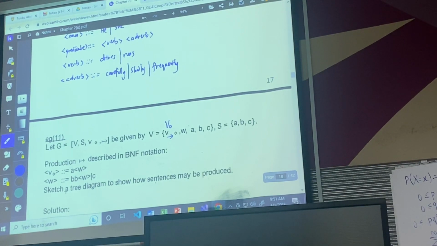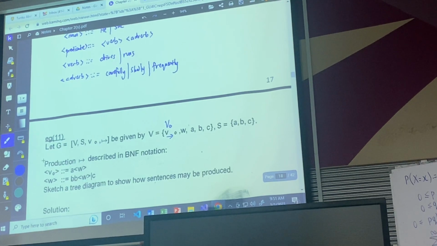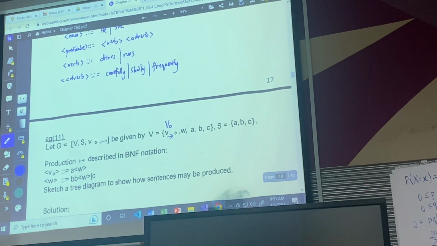Okay, so we will look at the example next week. Then I will explain to you how to get all these using the tree diagram also.